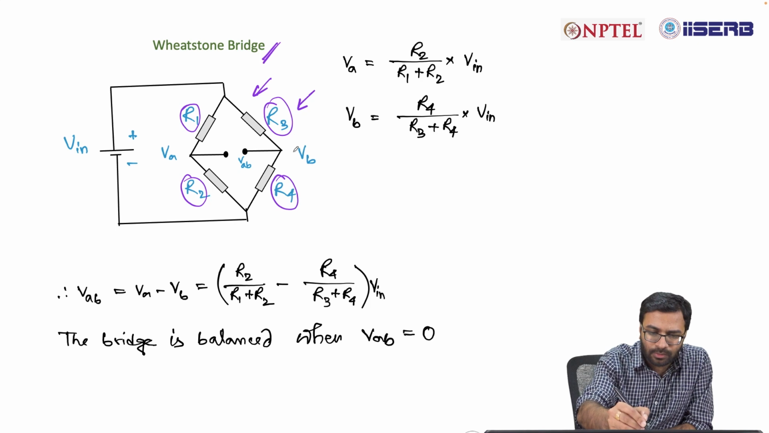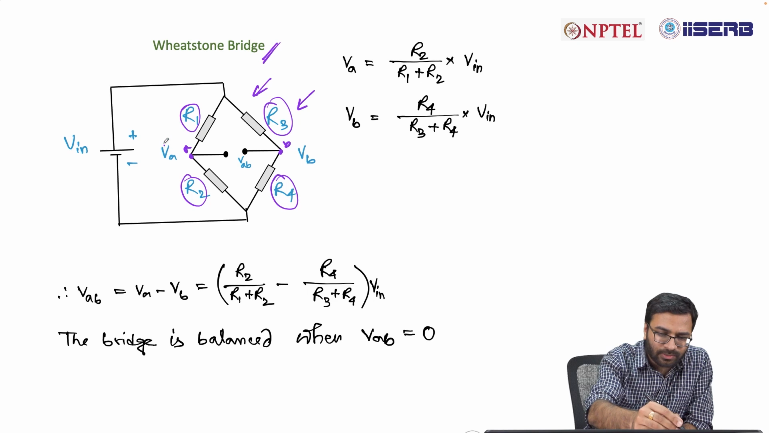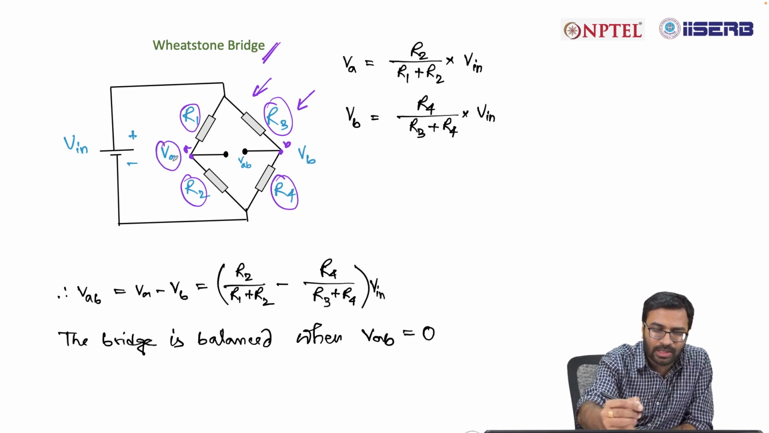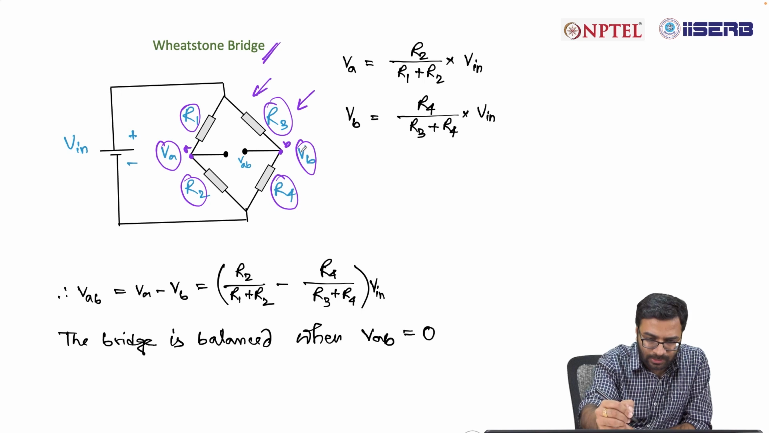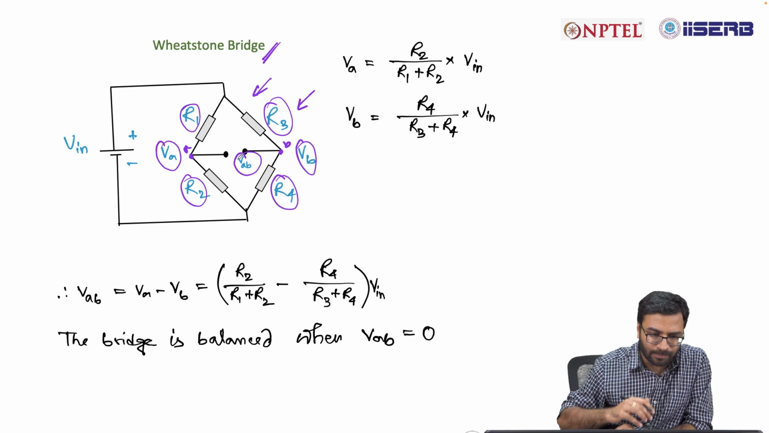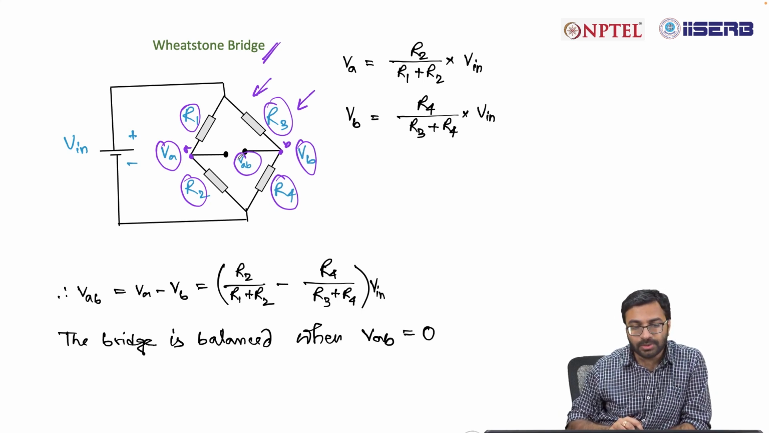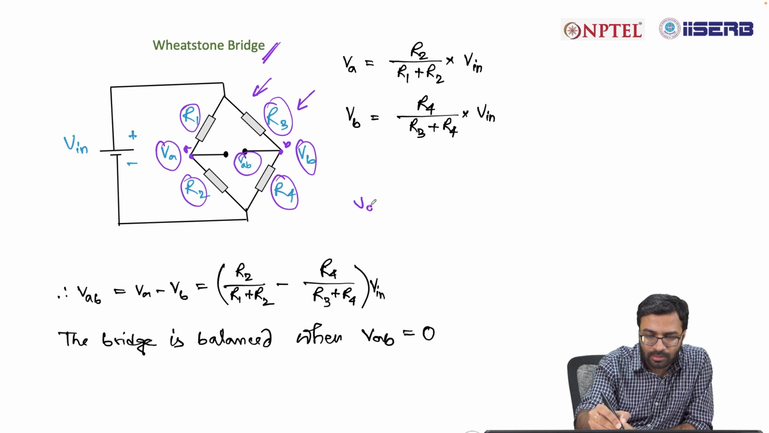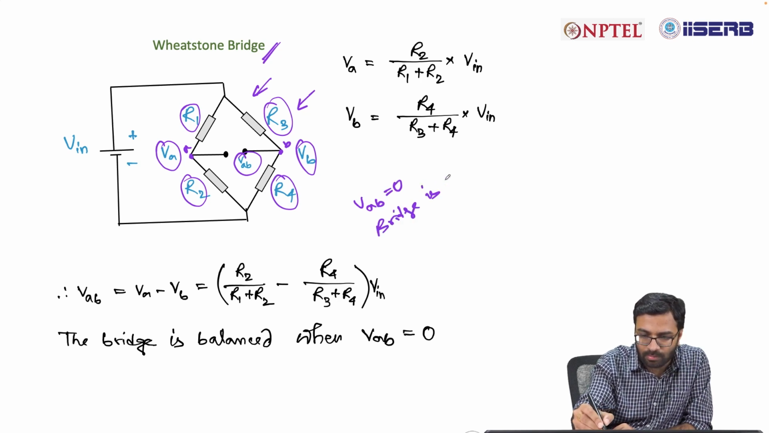And if you calculate the voltage, say this point is A and this node is B. So you can call this node as A and this node as B. Then the potential of node A is VA, potential at node B is VB. Hence, the potential between node A and B is VAB. Now, if the bridge is balanced, then your VAB should be equal to 0.